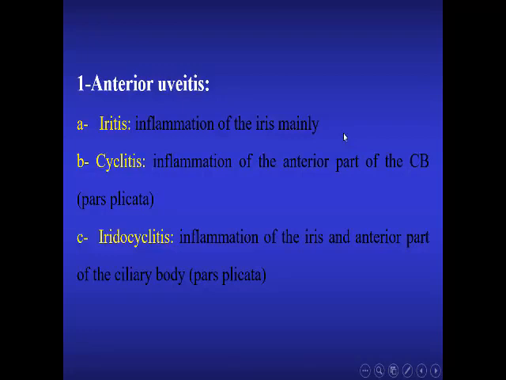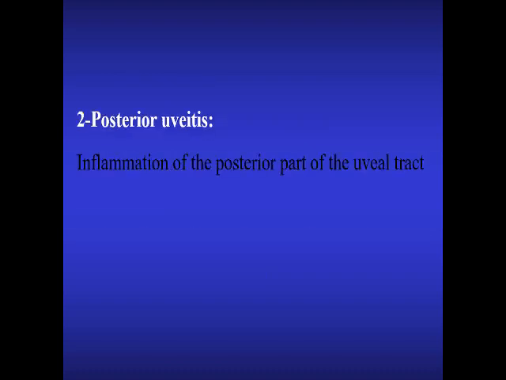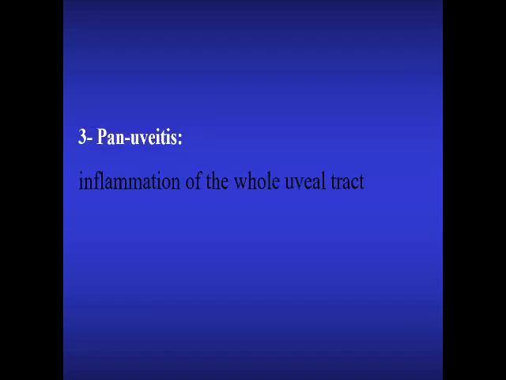Anterior uveitis includes inflammation either of the iris, which is called iritis, or of the anterior part of the ciliary body, which is called cyclitis, or iridocyclitis: inflammation of the iris and the anterior part of the ciliary body. The posterior uveitis, which means inflammation of the posterior part of the uveal tract. Panuveitis, which means inflammation of the whole uveal tract.